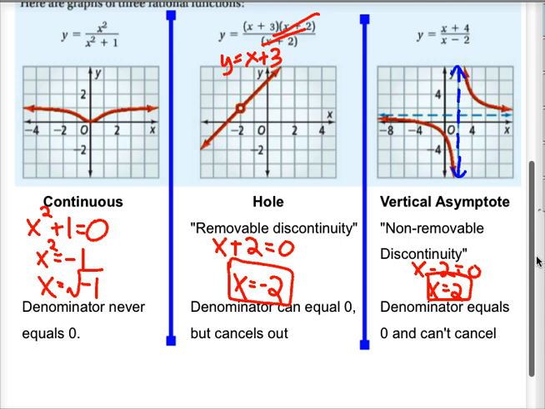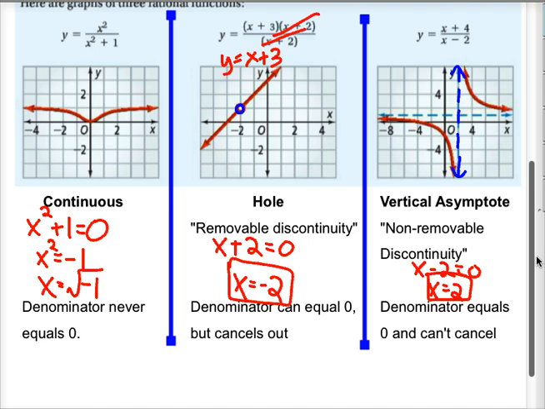This is what you're more comfortable with. This is what you've seen before in our previous sections of this chapter. But now here's the explanation why. The difference between a hole and a vertical asymptote: a hole is created when you can remove that factor. An asymptote is created when you cannot remove that factor.